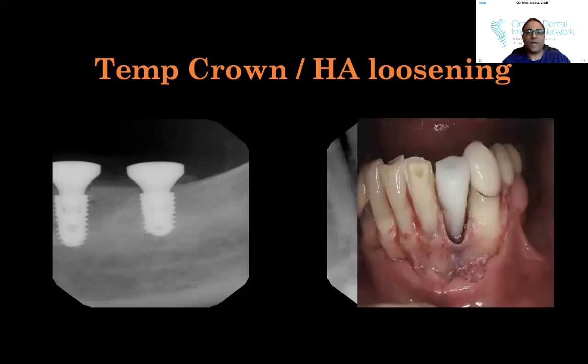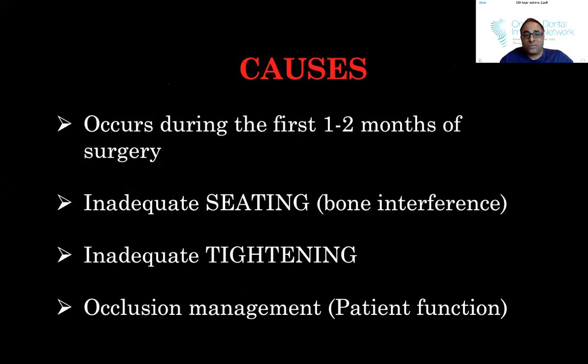So how do we check that? What happens? What are the causes? First of all, normally this loosening happens within the first month or two of the surgery. It's often because it's not seated. There's bone in the way, or it's not tightened enough.